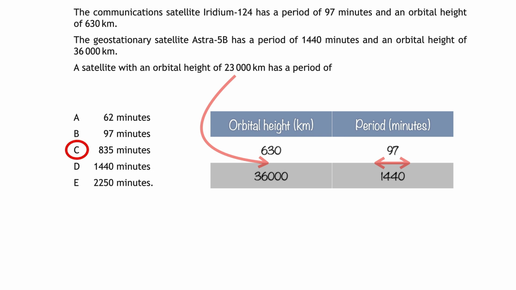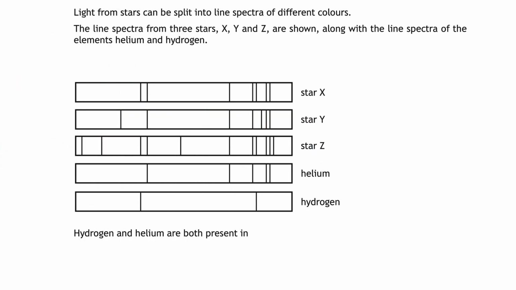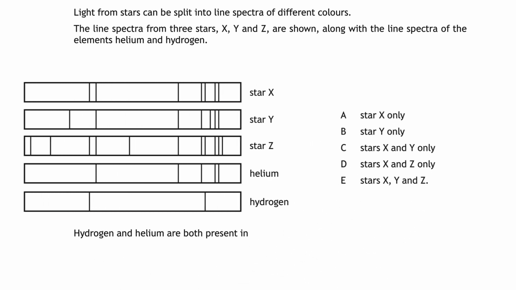Up next, it's a question about starlight. Light from stars can be split into line spectra of different colours. The line spectra from 3 stars, X, Y and Z are shown, along with the line spectra of the elements helium and hydrogen. Hydrogen and helium are both present in, then we have the answers, which we'll put over here. First off, if helium is present in the stars, then all 5 of the lines in helium spectra will be in the spectra of the star.